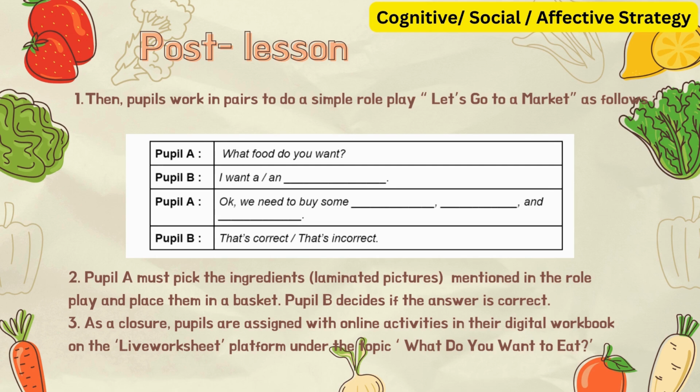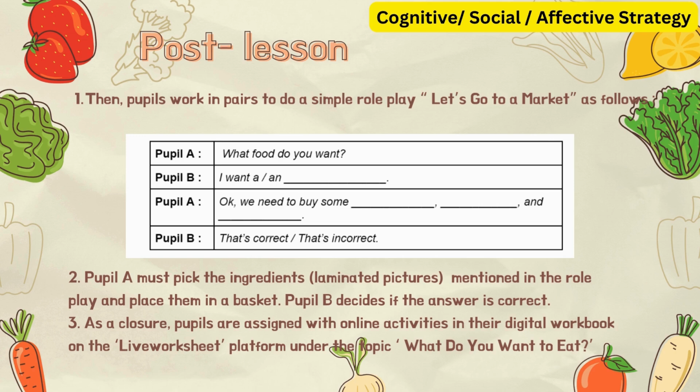Person A will ask person B, what food do you want? And person B will need to answer, I want a, or I want, and name the food. Person A will say, okay, we need to buy some this and this and this, which are the ingredients of the food. And person B will decide, oh, that's correct or that's incorrect.